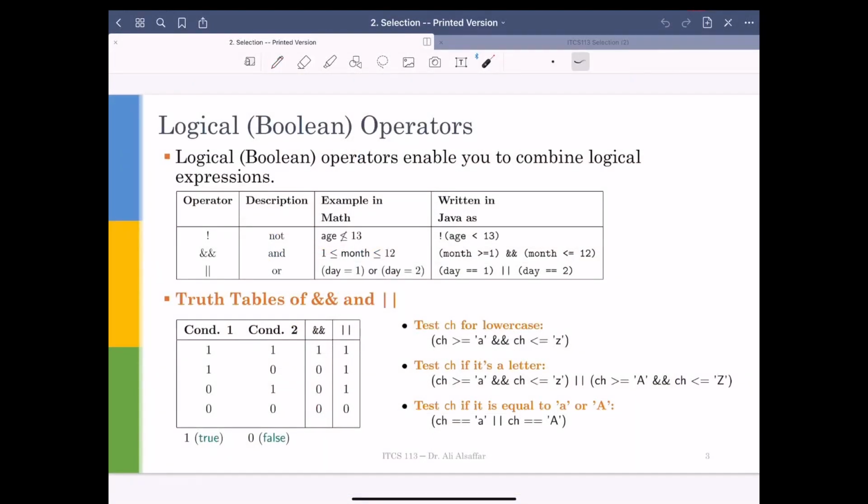So if we have two conditions combined by and or combined by or, how to find the answer? This table shows you the answer. For and, if both conditions are true, then the answer will be true. I'm using 1 for true and 0 for false. Otherwise, any other combination, the answer will always be false. Now for or, if any of the conditions is true, then the answer is true. Only one case it is false, if both conditions are false.